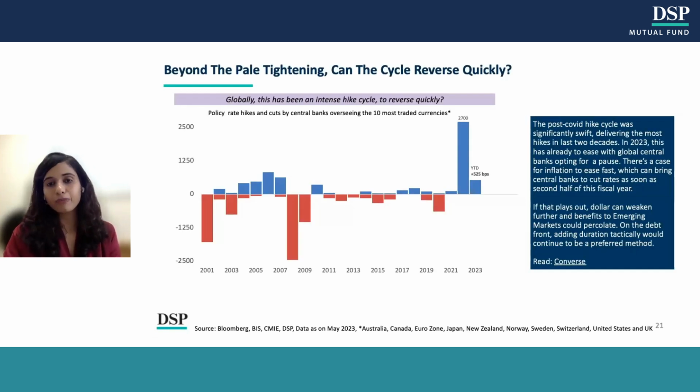As a recap, if you put in policy rate hikes by central banks of 10 major currencies globally, 2022, we have seen the highest hikes. We have seen the most hawkish central banks globally in 2022 in the last 2 decades. And this is now likely to change. So what has gone up one way is likely to course correct as well. 2023, we are on a pause mode and we are likely to take the longest pause here.